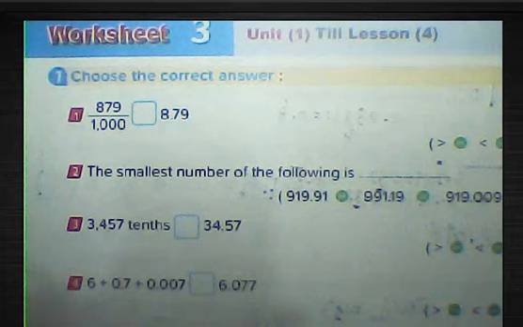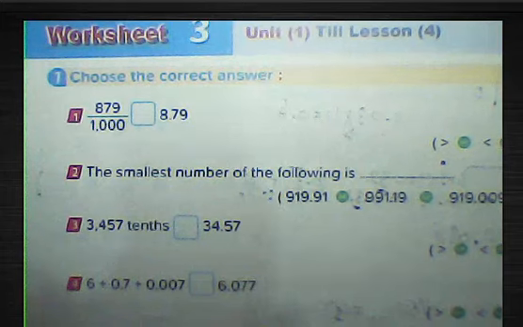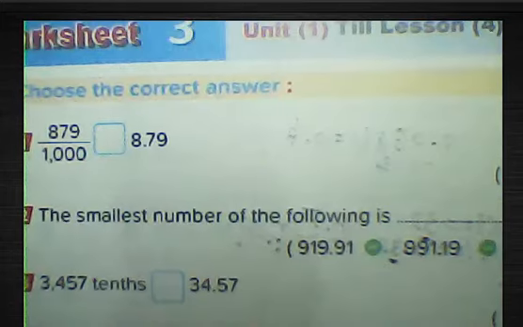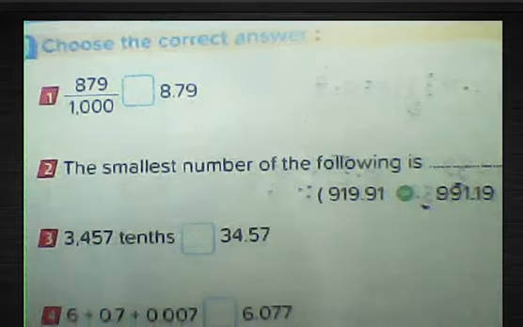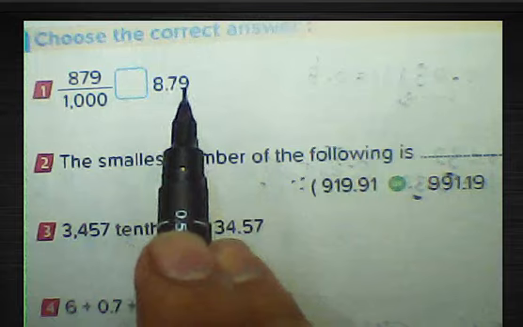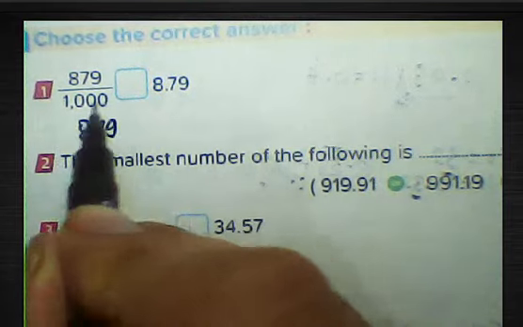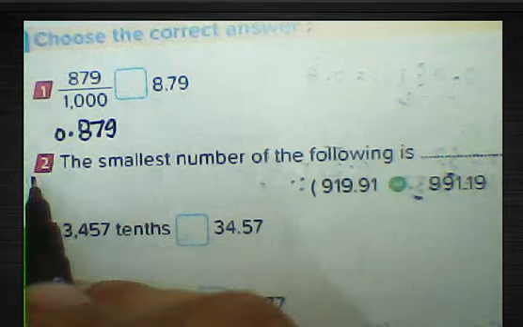Look at worksheet 3, unit 1 till lesson 4 from الباهر book. Question number 1, choose the correct answer. 879 over 1000 or 8.79. We can write this number 8, 7 and 9 and the point after 3 digits here.